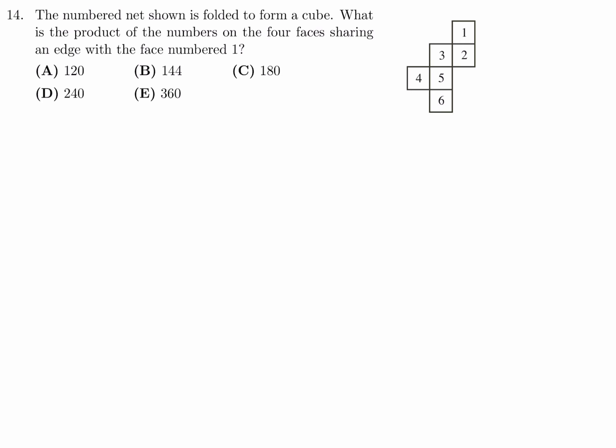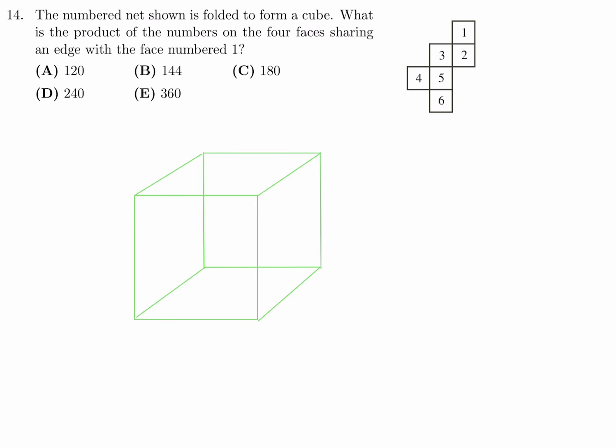The numbered net shown is folded to form a cube. What is the product of the numbers on the 4 faces sharing an edge with the face numbered 1? All right, so we got something 3D, and as always, it helps to draw a diagram. Now, if you're practicing at home, absolutely nothing wrong with taking a piece of paper, making a diagram like this, taking a scissors, cutting it out, and folding it up to make a cube if you need to do that. There's nothing wrong with that, and I actually encourage it. Or if you have a Rubik's Cube, you can do it that way.